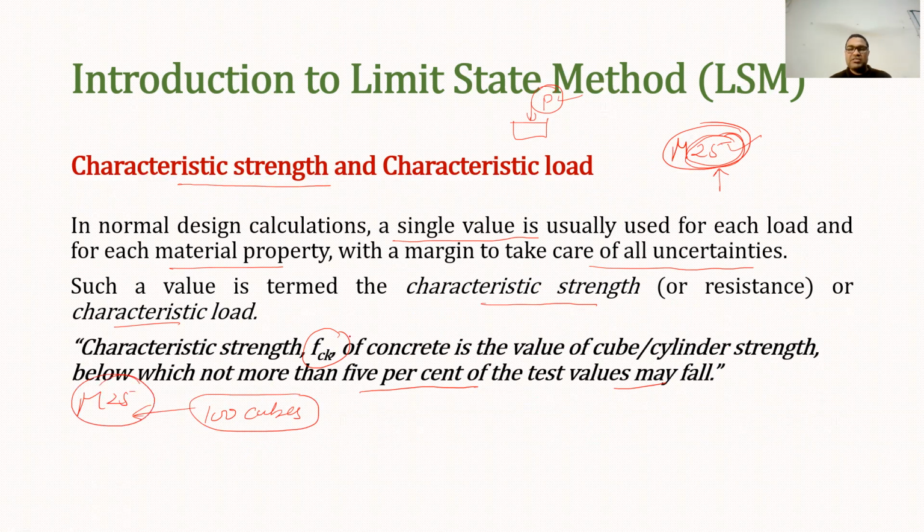Now, what is the meaning of this definition? According to this definition, when I test these 100 cubes, at least 95 cubes should have a strength equal to 25 or more than 25, which means 95% of the sample should conform to this strength. So that is the definition of characteristic strength for concrete.